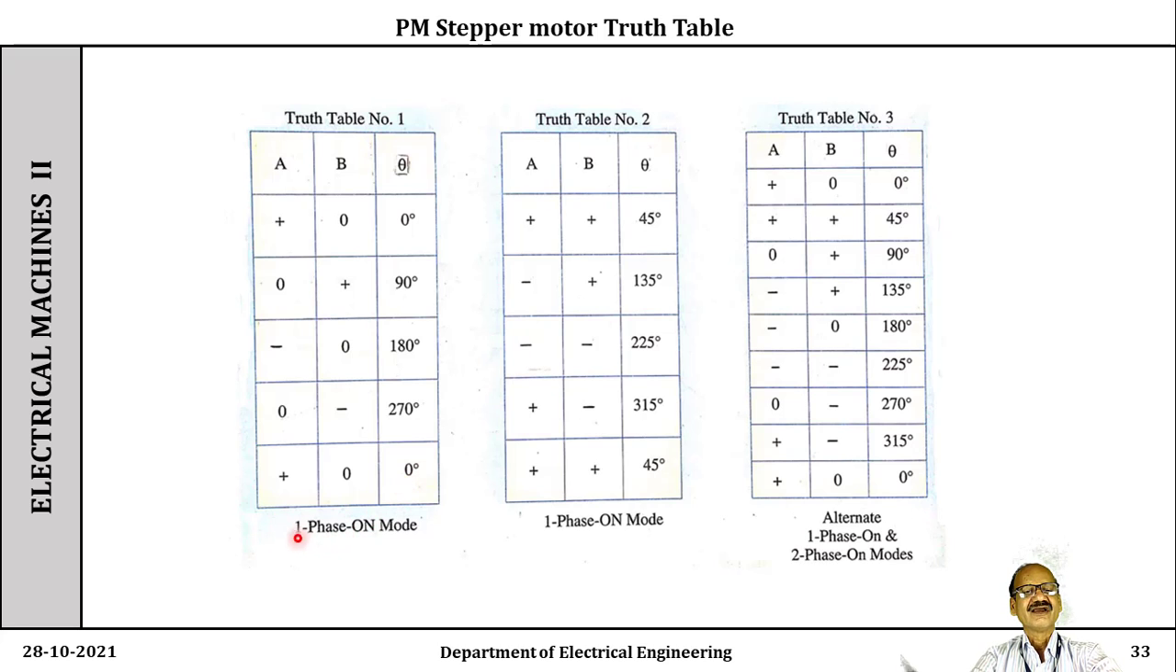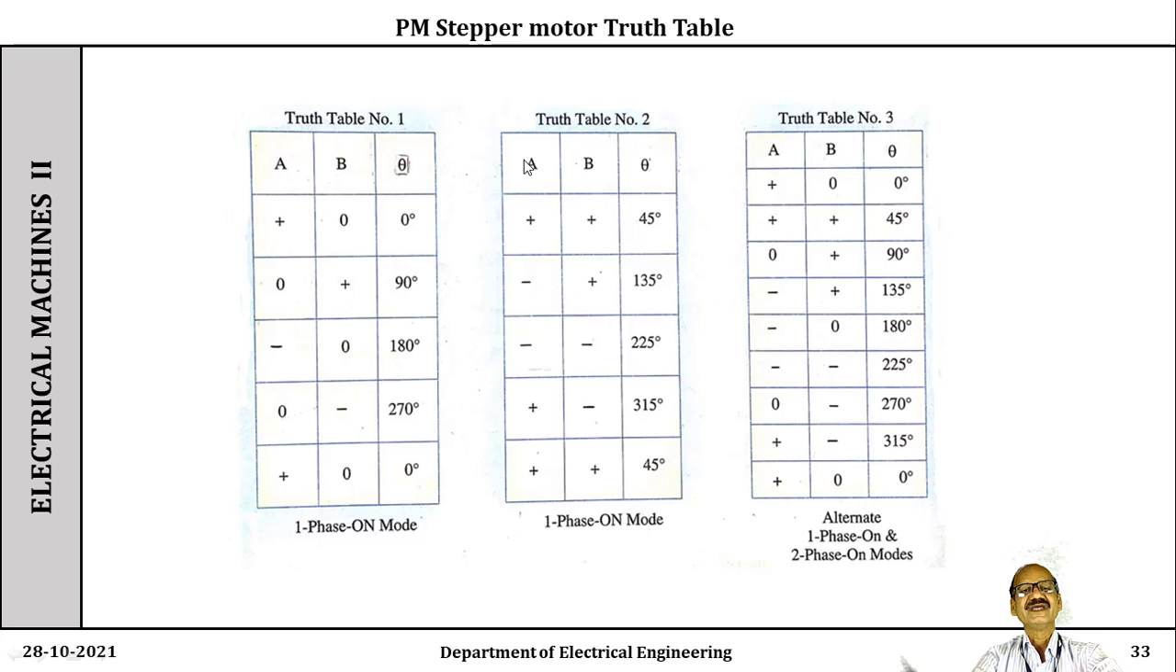So in this way, in one phase on mode, we have completed one revolution, and we have also seen how to obtain the direction of rotation of a permanent magnet stepper motor while working in one phase on mode. But here it has been observed that the step angle is quite large, that is 90 degrees. Now if we see, this is the two phase on mode. In this case, the truth table is shown here, the two phases are excited simultaneously. Here also the step angle is 90 degrees.